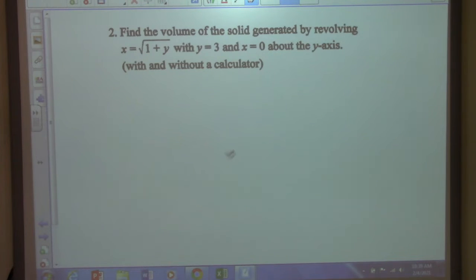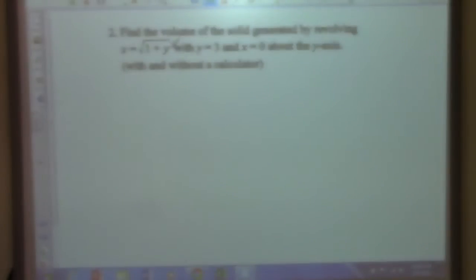I'll tell you what I like to do on these things here. One trick I do if I'm uncomfortable with using the y-axis, I just change everything to x. I change everything: y equals 1 plus x with x equals 3 and x equals 0 about the x-axis. So you can do that. So I want you to work on this one. We'll go over it in 4 to 5 minutes.